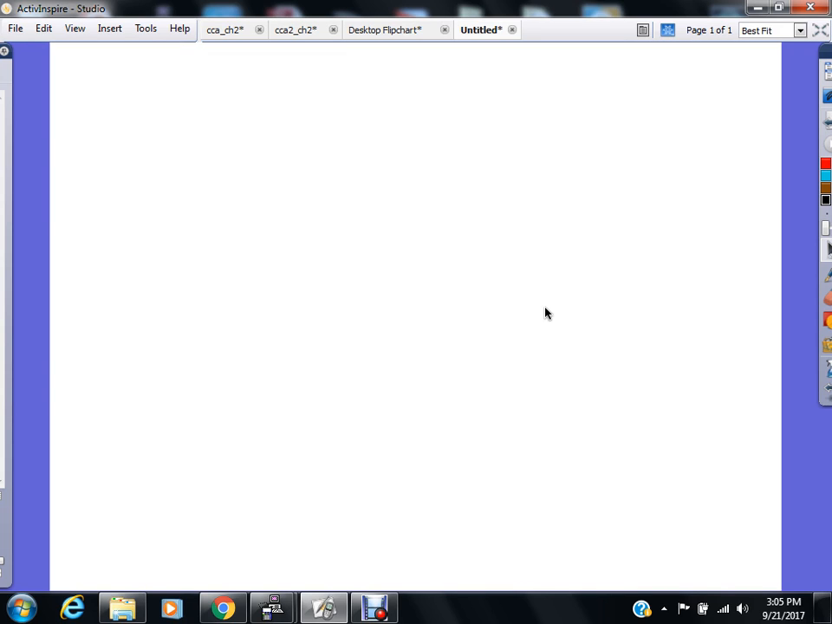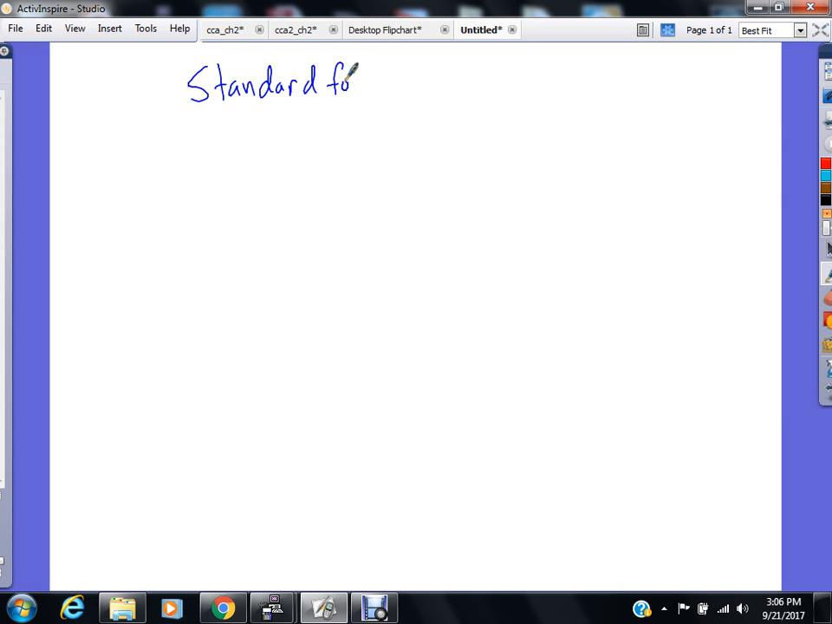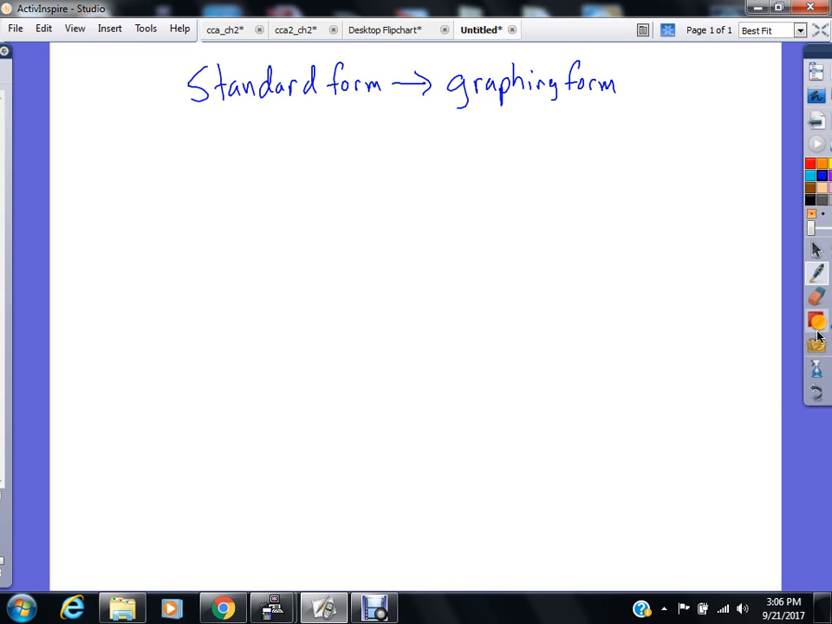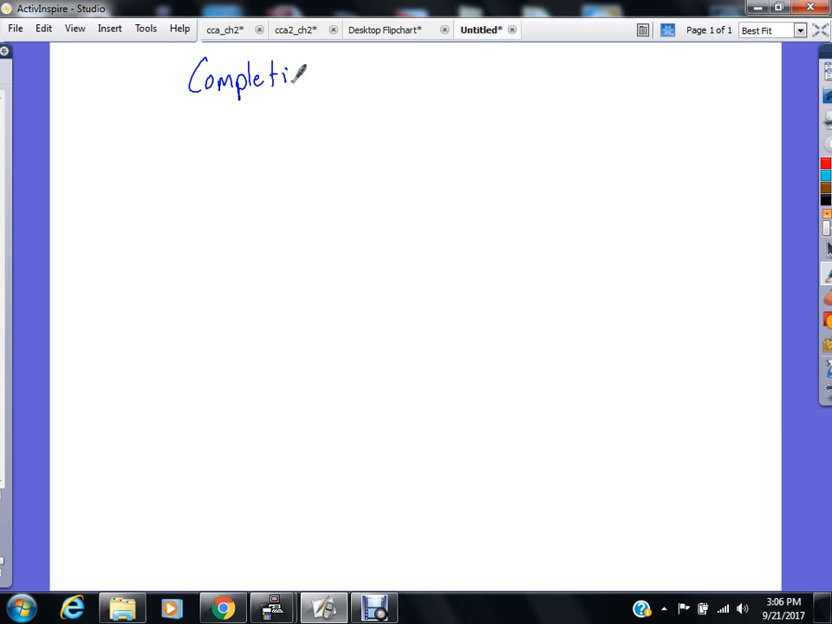Right, today I'm going to go through and show you how we can change a quadratic in standard form to one in graphing form. Right, so that's our goal here today. The method that we use to do that is called the completing the square method.